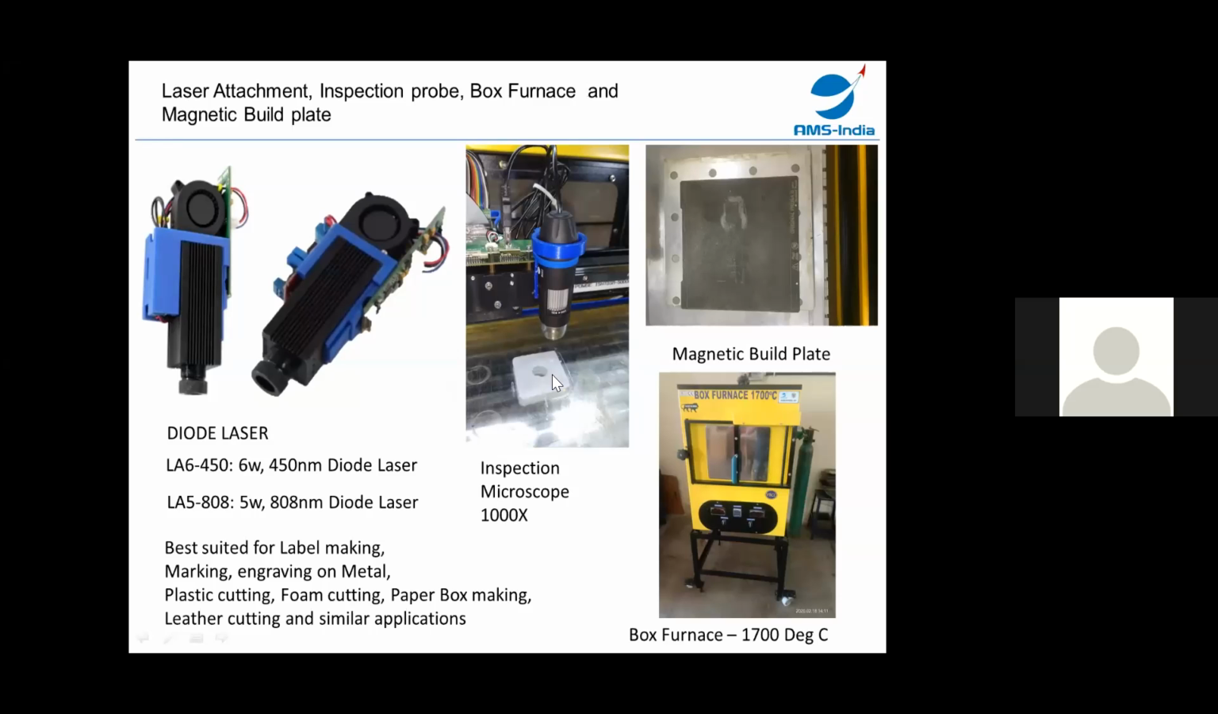Apart from just these three types of extruders, I'm going to show different options and accessories that we have on the machine, which make the machine very, very useful for manufacturing the parts that we want.